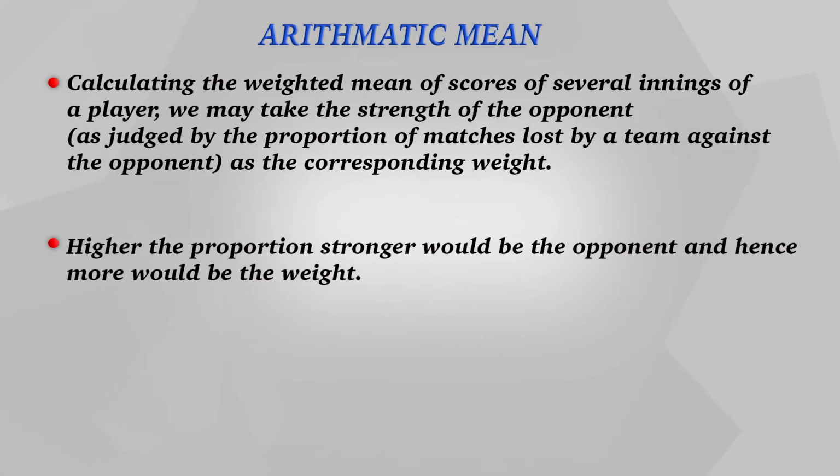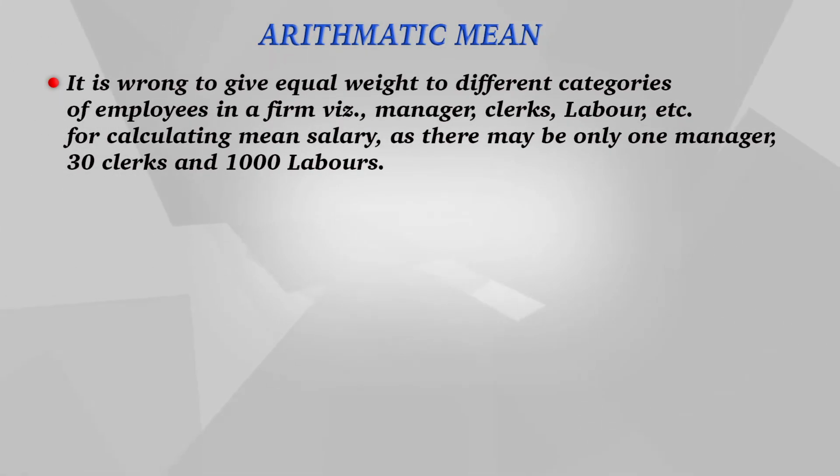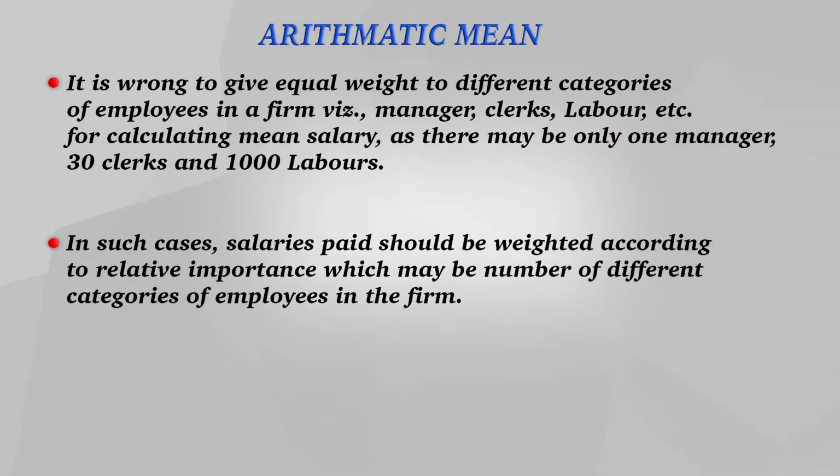So, the higher the proportion, the stronger the opponent, and hence the more the weight. So, we can say that it is wrong to give equal weight to different categories of employees in a firm, for example, manager, clerks and labor, etc., for calculating mean salary, as there may be only one manager, 30 clerks and 1000 laborers. In such cases, salaries paid should be weighted according to the relative importance, which may be the number of different categories of employees in the firm.